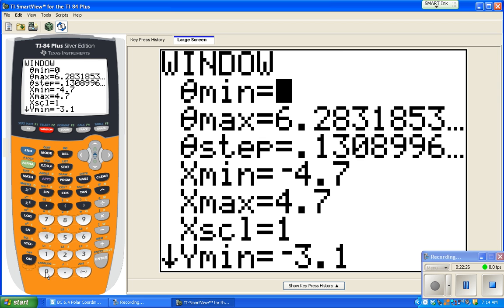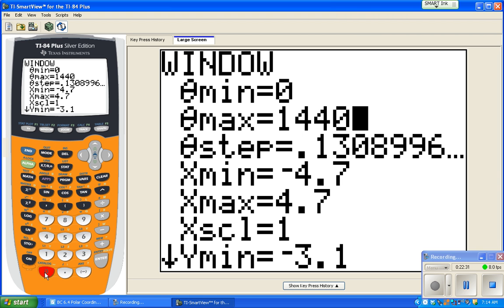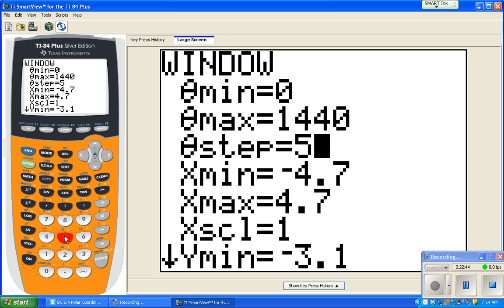Window, I'm going to go from 0 to 1440. 1440 is 4 times around the circle. Okay, and I already told you about the step, and this is similar to parametric. This tells you how often it's going to count when it's doing points. And I don't want to be here all day, so I'm going to go with 5 because I got to go to 1440, and that's a lot.